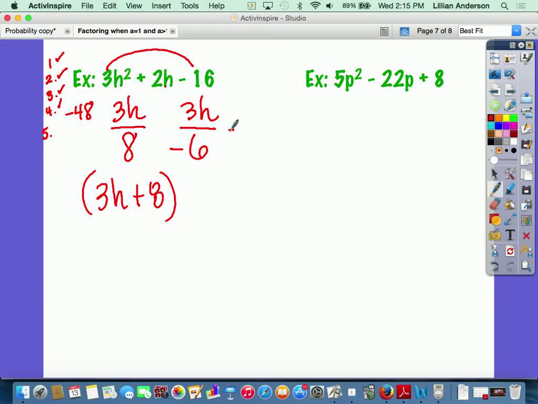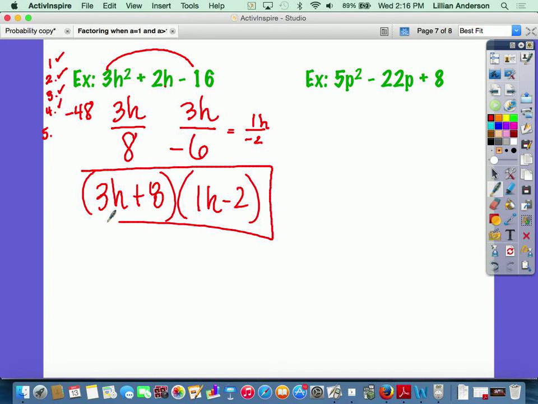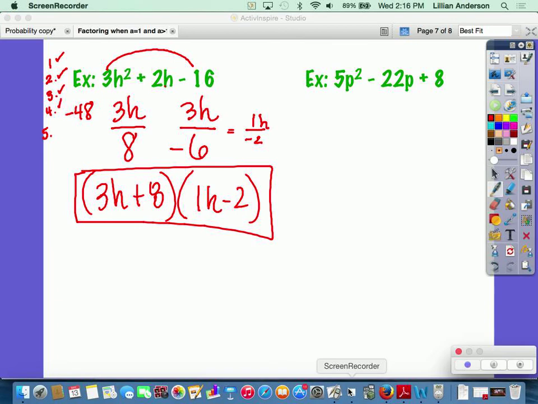However, this fraction reduces down to be 1h over negative 2. So that 1h minus 2 is my other factor. Do you have to write the 1? No, you do not have to write the 1. And then of course you FOIL to check your answer. Pause this video and try this one on your own.